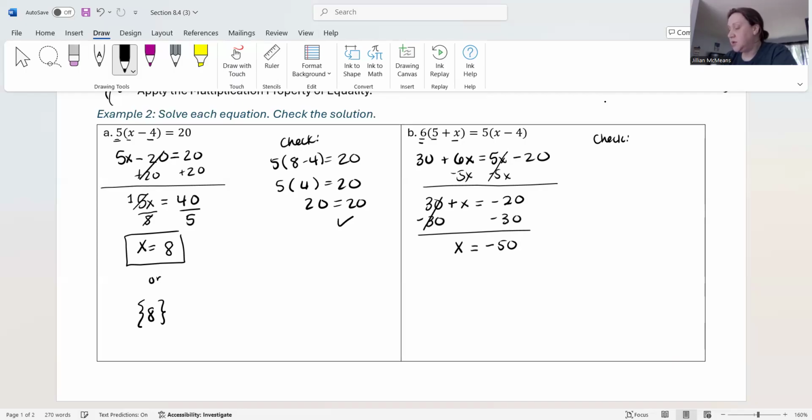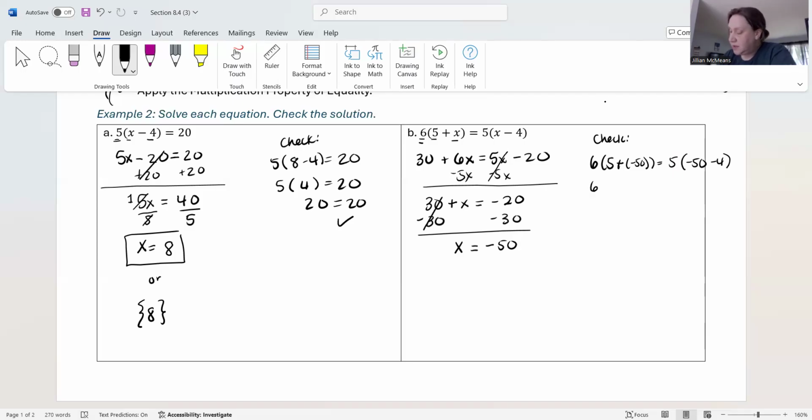Okay, now we do have, I think, enough time here. This didn't go too long. So let's check our solution. So we're going to take 6 times 5 plus x, where we're saying x is minus 50, and that's going to equal 5 times x, which is minus 50 minus 4.